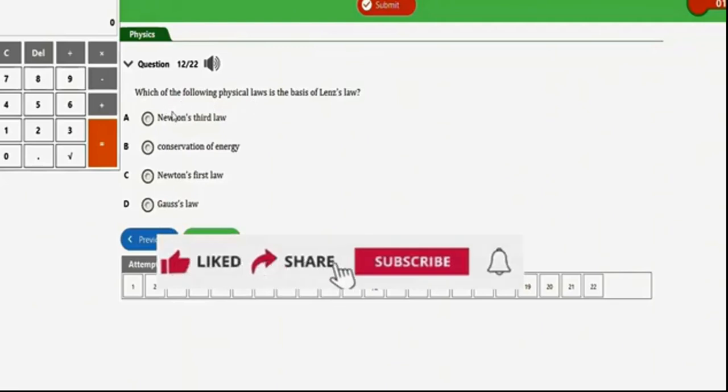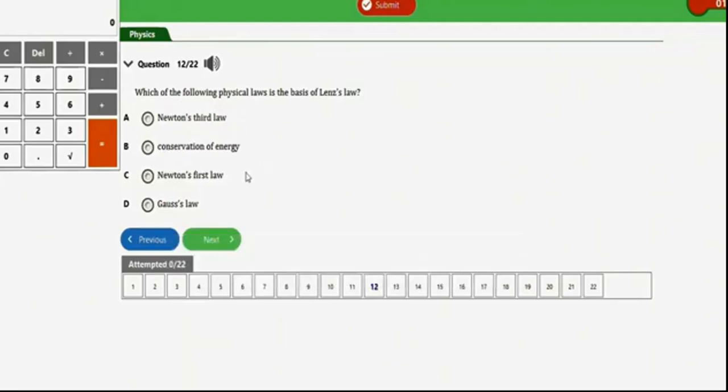So we have option A, Newton's third law, conservation of energy, Newton's first law, Gauss's law. So the right option to this question is option B, which is conservation of energy. Alright, the physical law here that is the basis of Lenz's law is conservation of energy. The next repeated question will be this one.